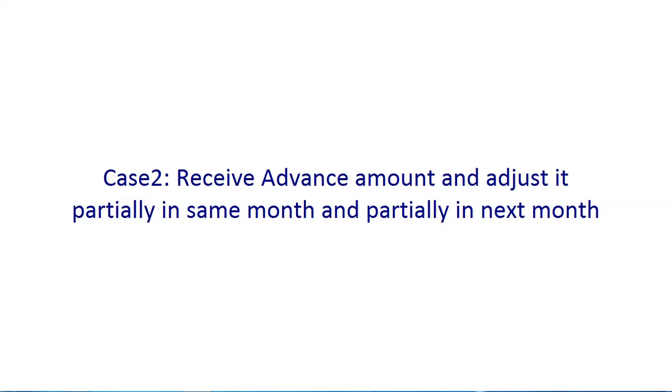Now we'll discuss our case 2, that is we have received advance amount in a particular month or quarter and it is partially adjusted in the same month and partially adjusted in the next one. That is, we have received an amount in the month of April, then some part is adjusted in the month of April itself and some part is adjusted in the month of May or any other month.